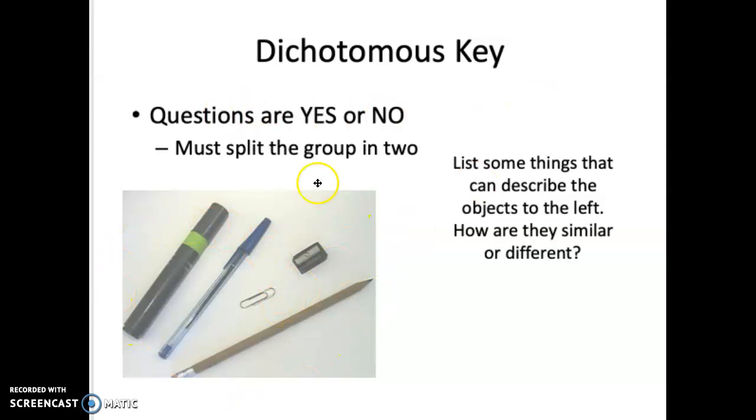Looking at the objects in this picture, I want you to take about 30 seconds to list some things that can describe the objects to the left and how they are similar or different. Alright.